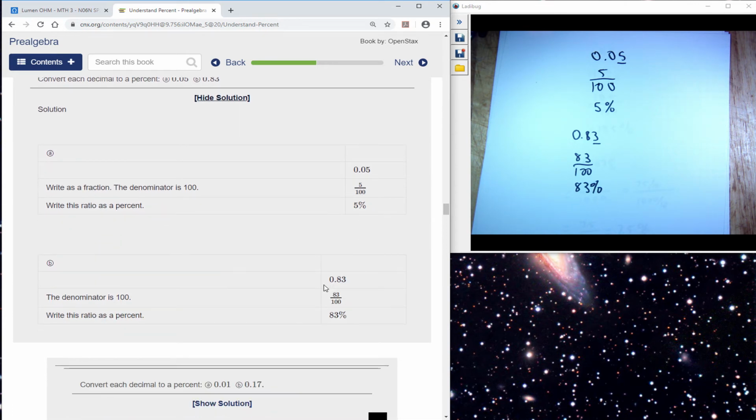Here I have 0.83. So I put it over 100. That'd be the same thing as 83%.